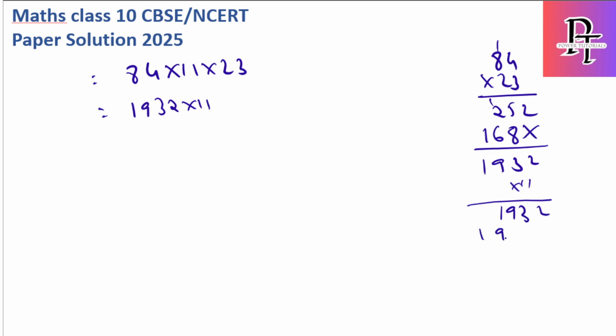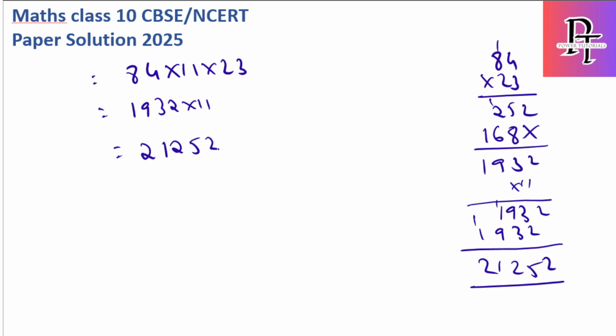So it is 19, 2 plus 3 is 5, 12, 11. So the final answer is 21252. It is a bit lengthy because the weight is just 2 marks.